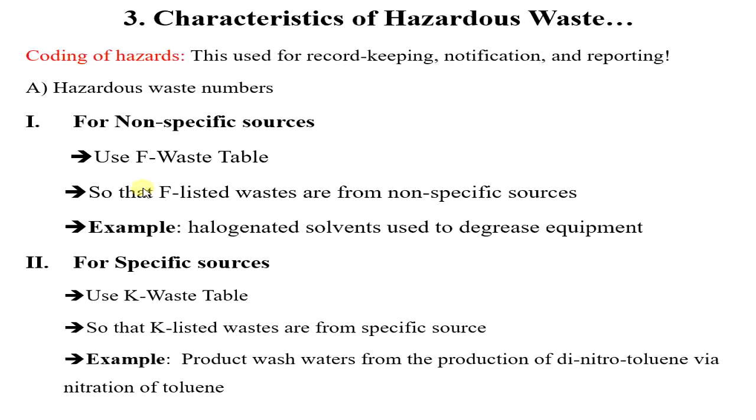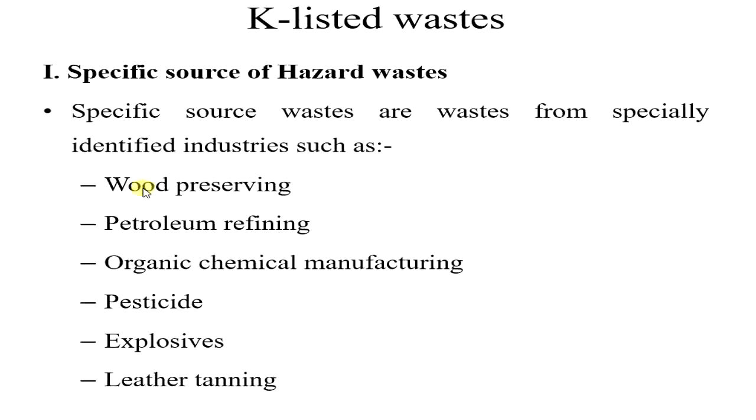For hazardous waste numbers from non-specific sources, use the F waste table, or F list. F list wastes are from non-specific sources of hazardous waste. Example: halogenated solvents used to degrease equipment. For specific sources, use the K waste table. K list wastes are from specific sources. For example, product wash water from production of dinitrotoluene via nitration of toluene. Specific source hazardous wastes identify industries such as wood preserving, petroleum refining, organic chemical manufacturing, pesticide, explosives, and leather tanning.